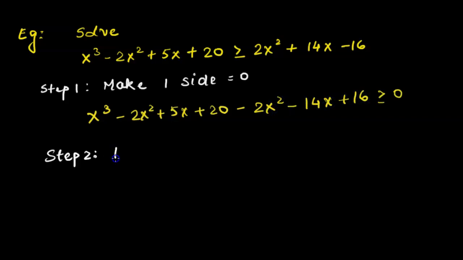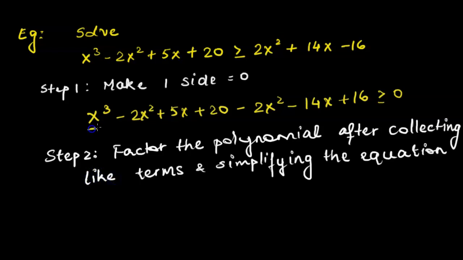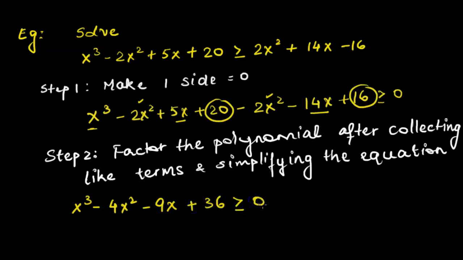Step 2 is we factor the polynomial after we collect the like terms. When we say collecting like terms, we also have to simplify the equation. So here we have x cubed all by itself. We do not have any cube on any other term, so we write x cubed as is. Negative 2x squared minus 2x squared gives us negative 4x squared. Positive 5x minus 14x gives us a negative 9x. And then plus 20 plus 16 gives us a plus 36. This whole thing is greater than or equal to 0.